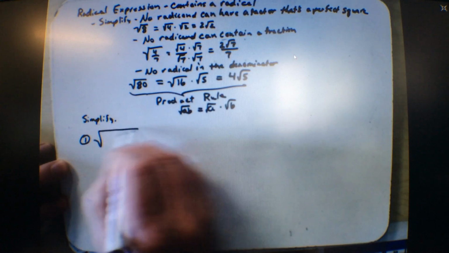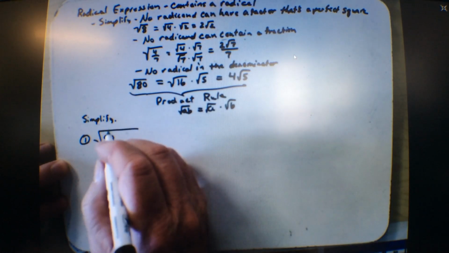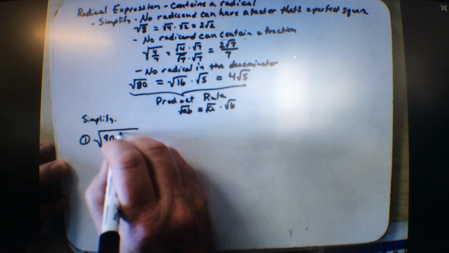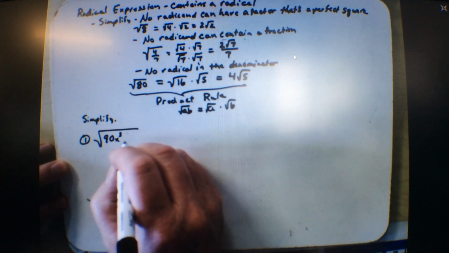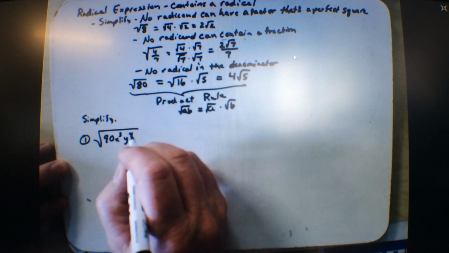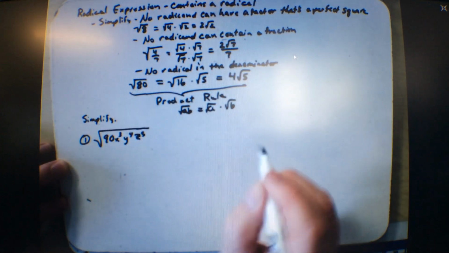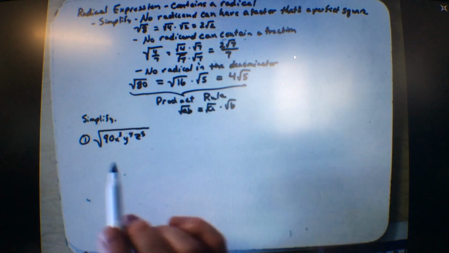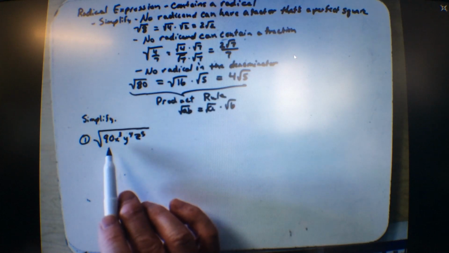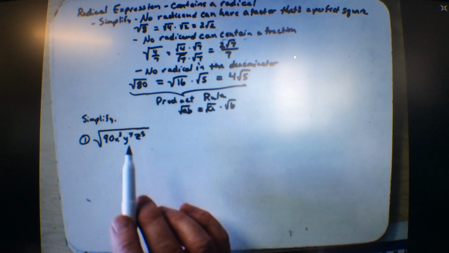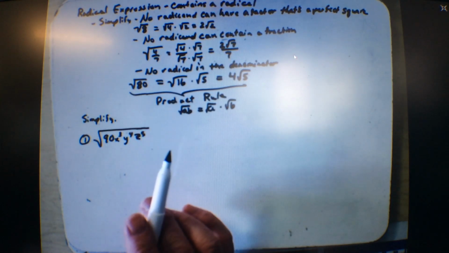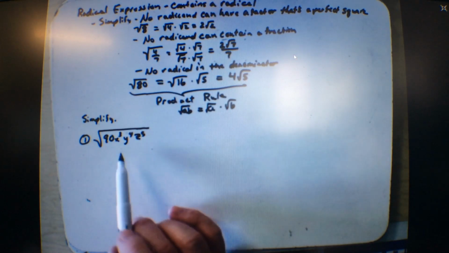The square root of 90 x to the third power, y to the fourth power, z to the fifth power. Okay? Now, not only are we going to break down 90, but we're going to break these other ones down too. Allie, you understand that? Wouldn't you use substitution? No.